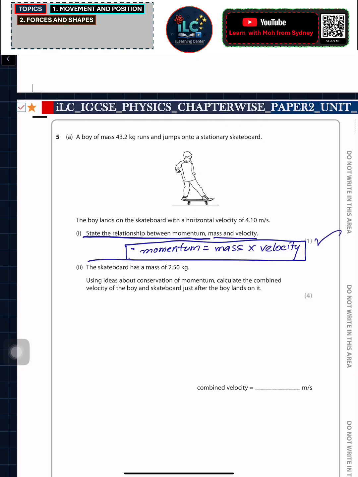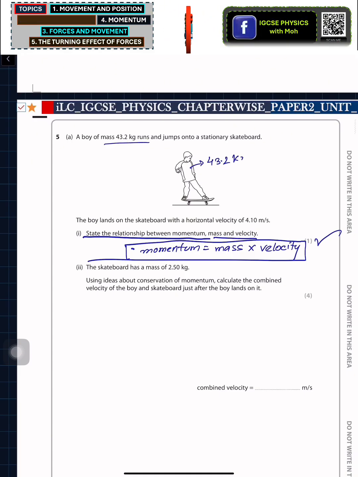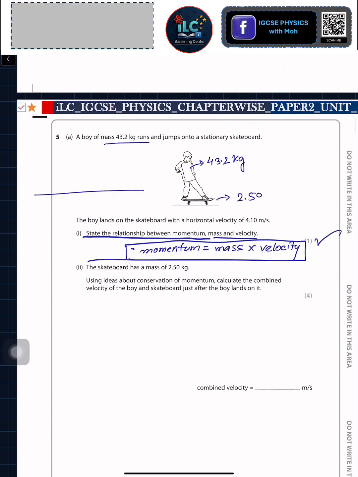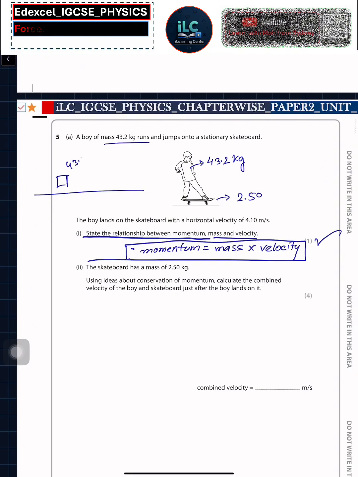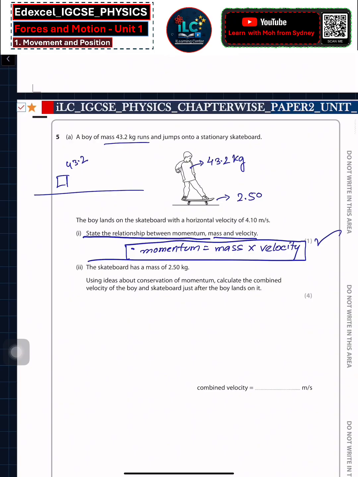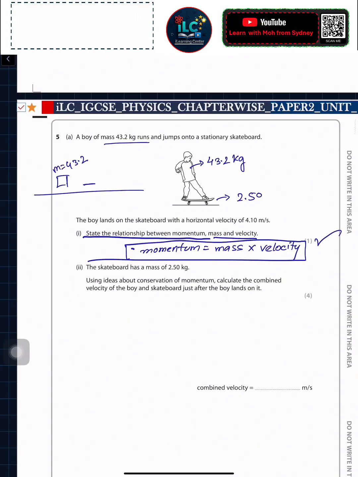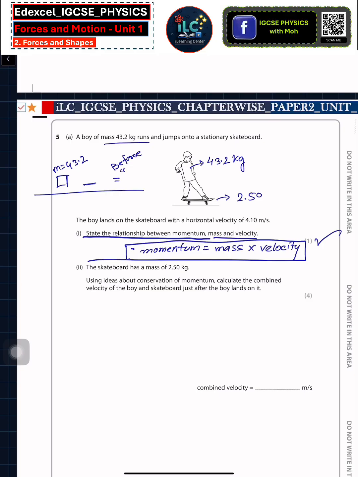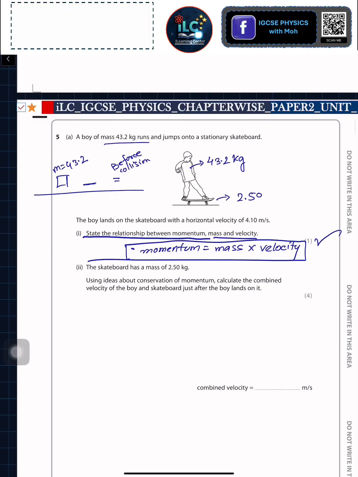The next question here, if you read the question initially, this boy has a mass of 43.2 kg and the skateboard here has a mass of 2.50. So what happens here, there are two different things. This is the boy, let's assume. He has a mass of 43.2, and we have a skateboard, but this skateboard is not moving before collision. This is before collision. And then after collision, that means after they collided, they joined together.